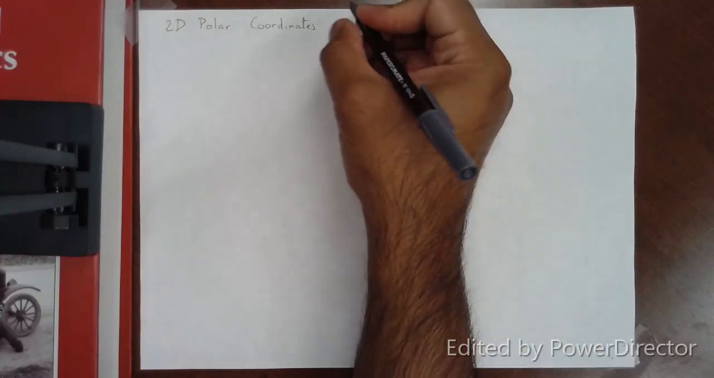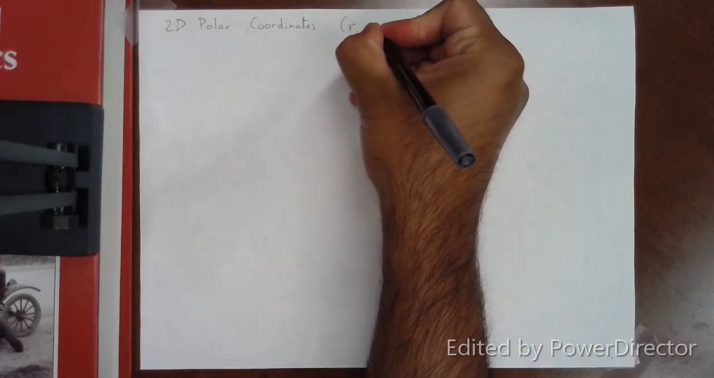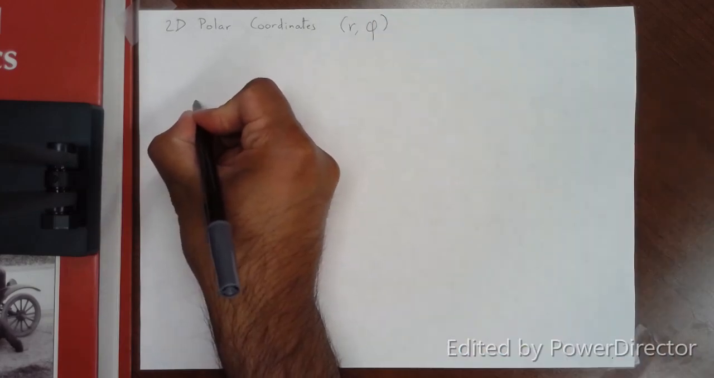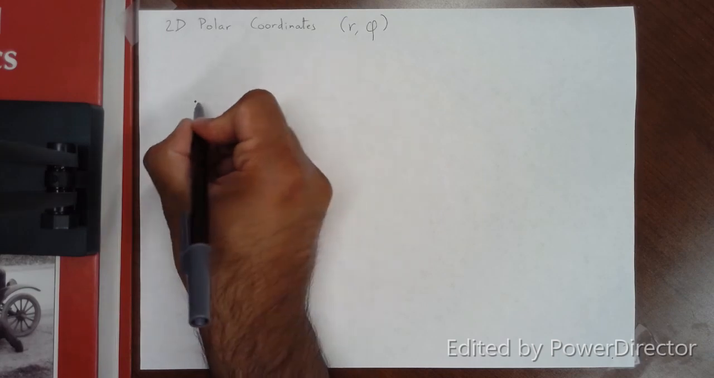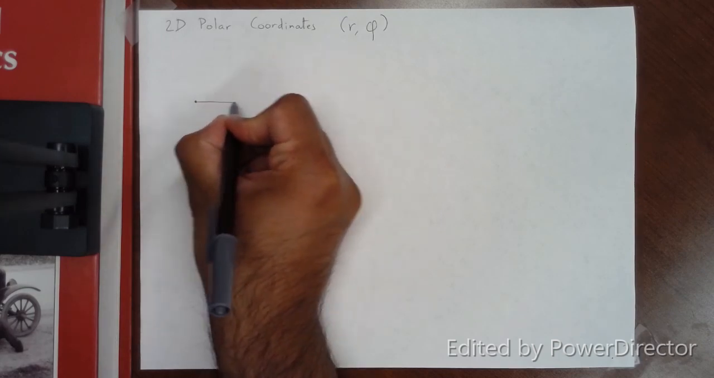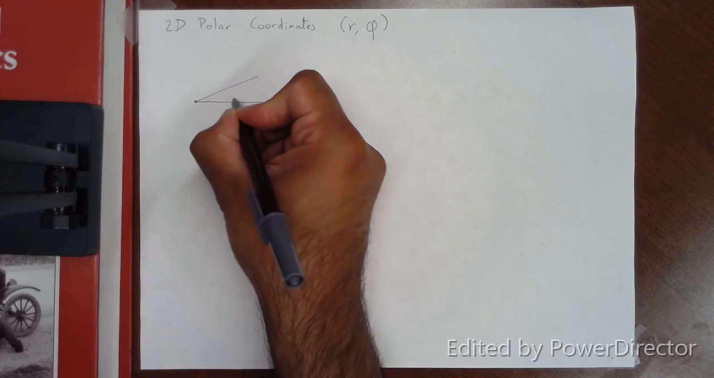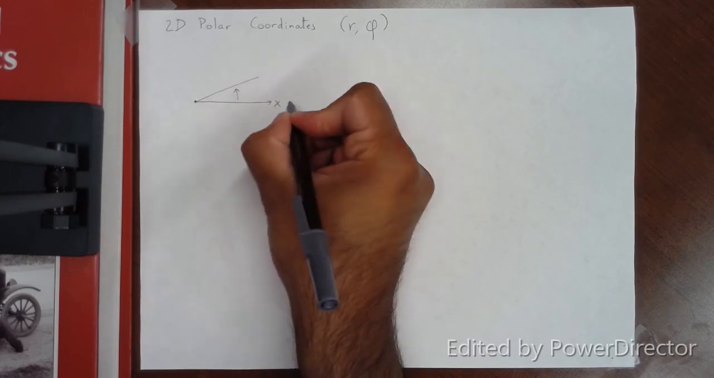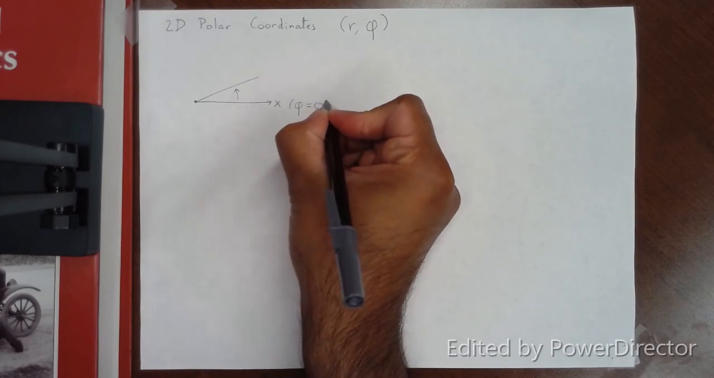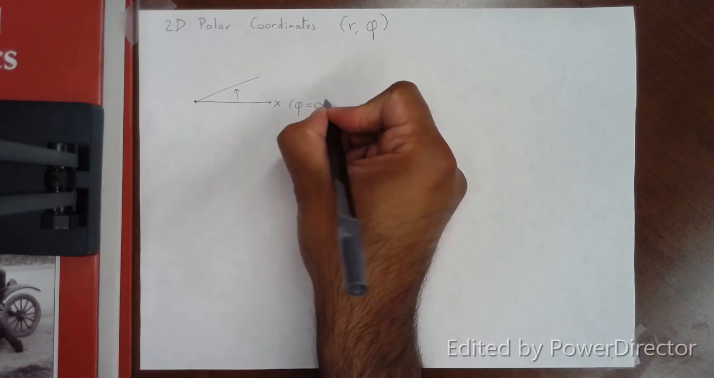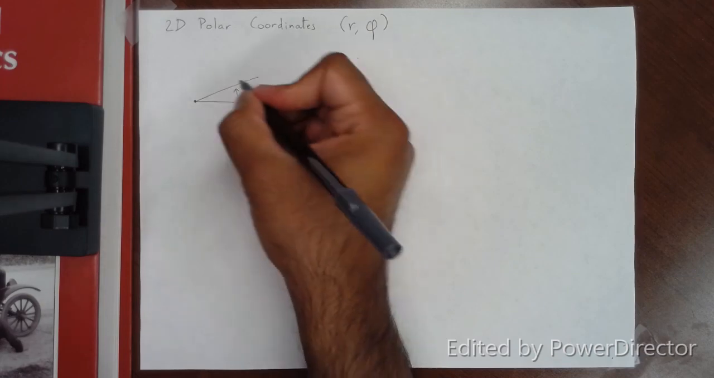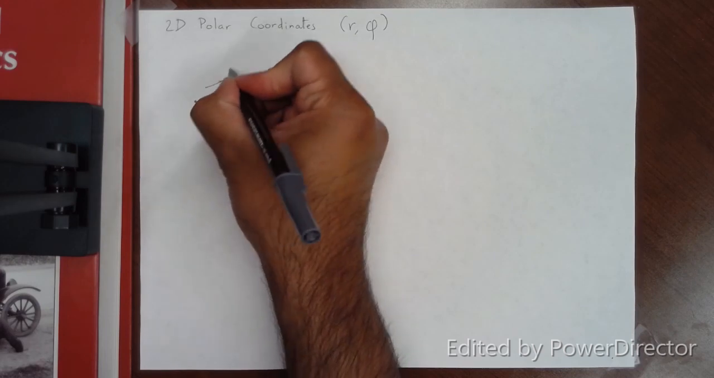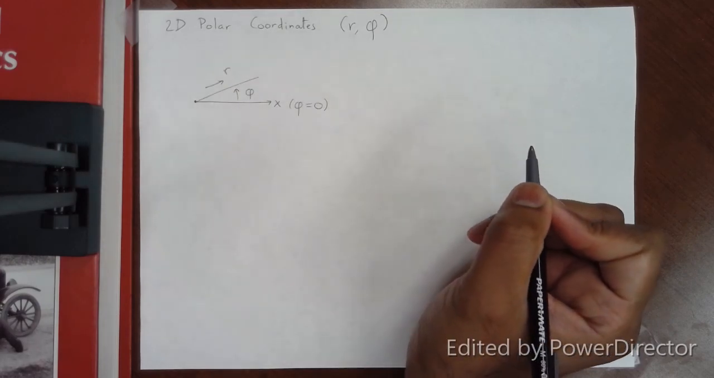The 2D polar coordinates are r and phi. R refers to the distance from the origin, the radial distance from the origin, and phi is the angle measured counterclockwise starting from the x-axis, which is taken as phi equals 0. So phi increases in the counterclockwise direction, whereas r increases radially outward.